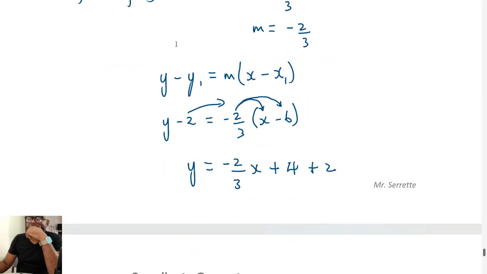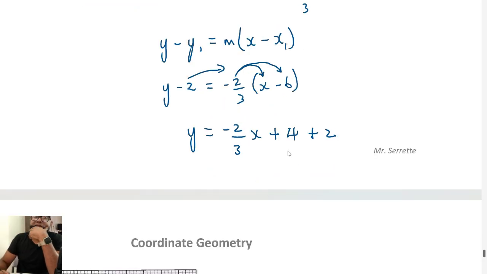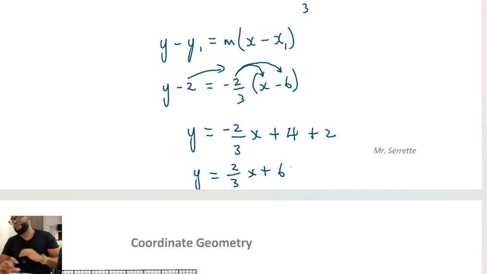Then, 2/3 multiplied by 6, right? 2/3 multiplied by 6 is 4, right? So there you go. Y would be equal to 2 over 3x plus 6. Proper thing here, right? Everybody good?